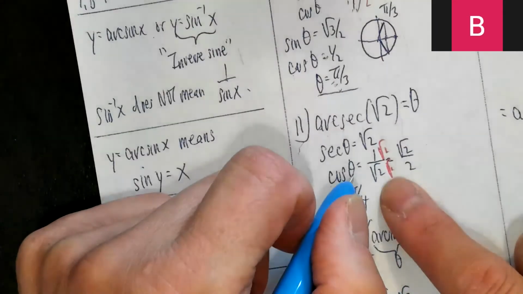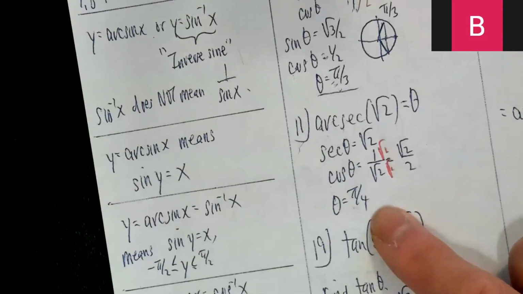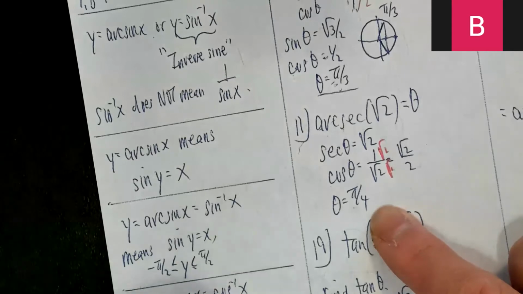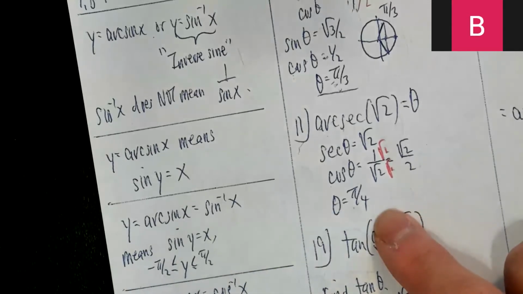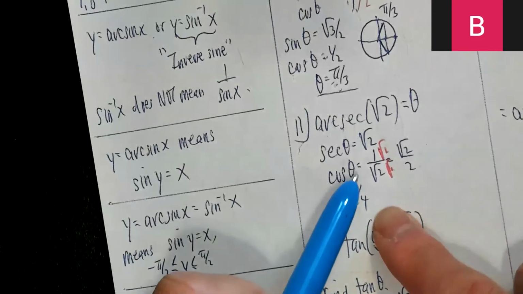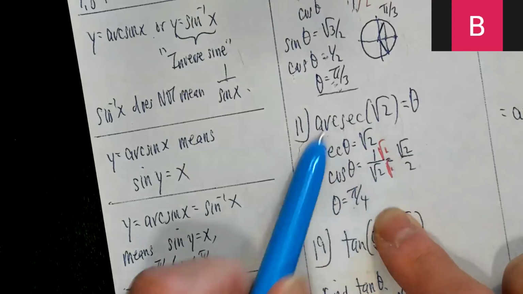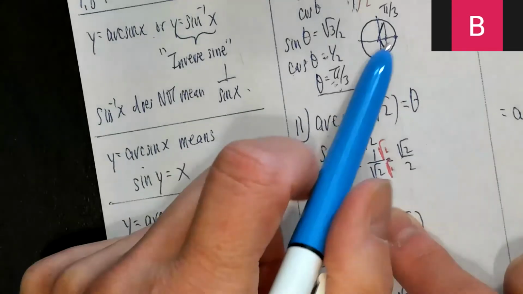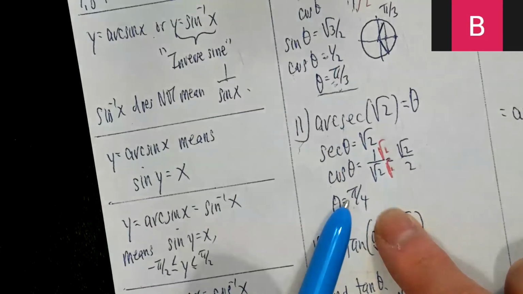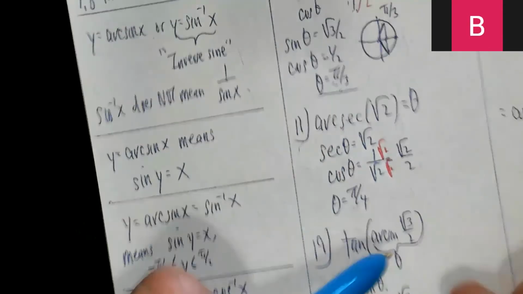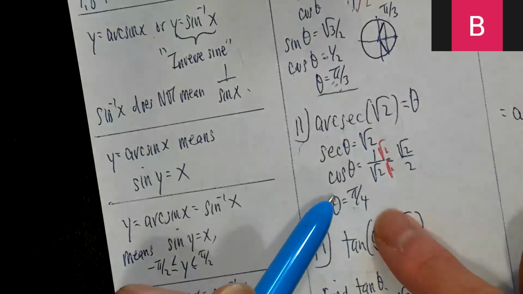And then I recognize, oh yeah, cosine of what angle is radical 2 over 2? Pi over 4. So the answer is pi over 4. Now, there are other angles which makes this true. But there's only one angle between 0 and pi that makes that true. That's pi over 4. So that's the reason why we restrict the possible answers to be between 0 and pi.